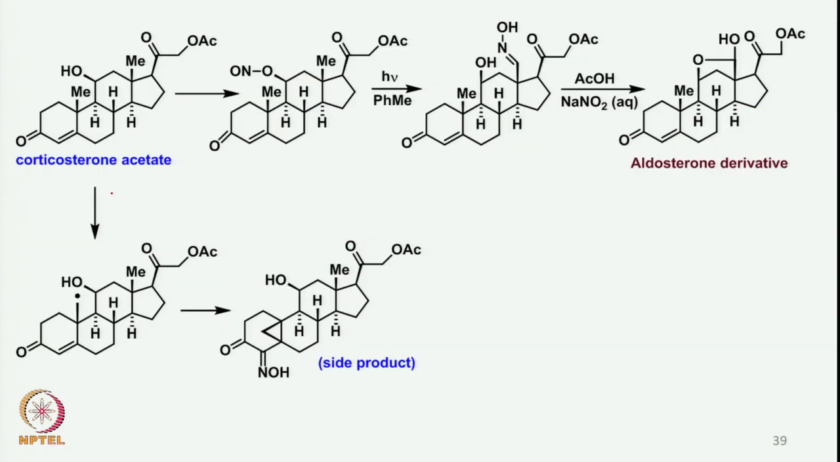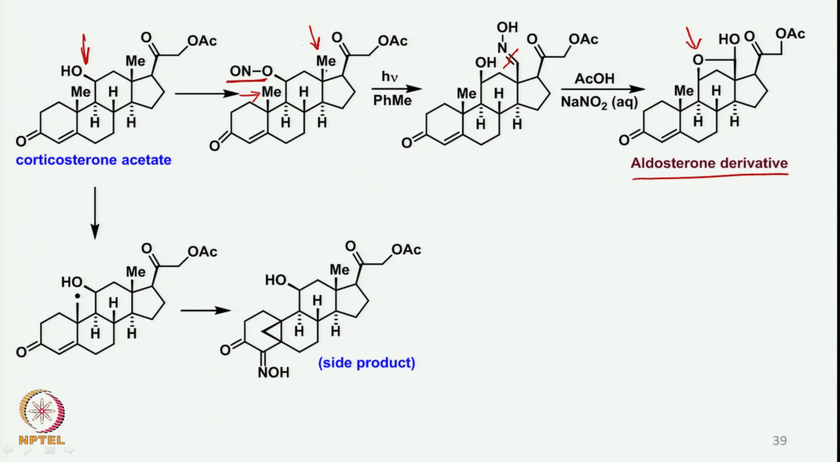This Barton reaction has also been utilized in many steroidal molecules. As you can see, corticosterone acetate here is basically having a hydroxy group at this position, and you can convert it into the corresponding ONO group here, photolyze it, and then either this particular methyl group can take the hydrogen, or even this. Between the two of them, this particular methyl group appears to be more easily approachable. If one looks at the model, then it becomes very clear, and then we can make the corresponding oxime, and then again hydrolyze and make the corresponding lactol, which is an aldosterone derivative.